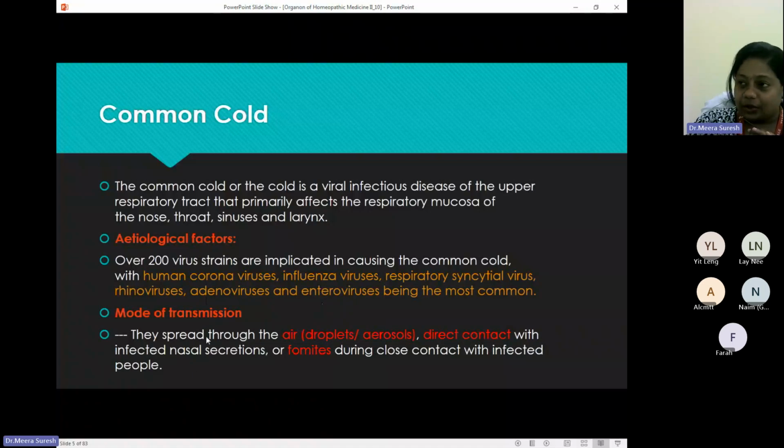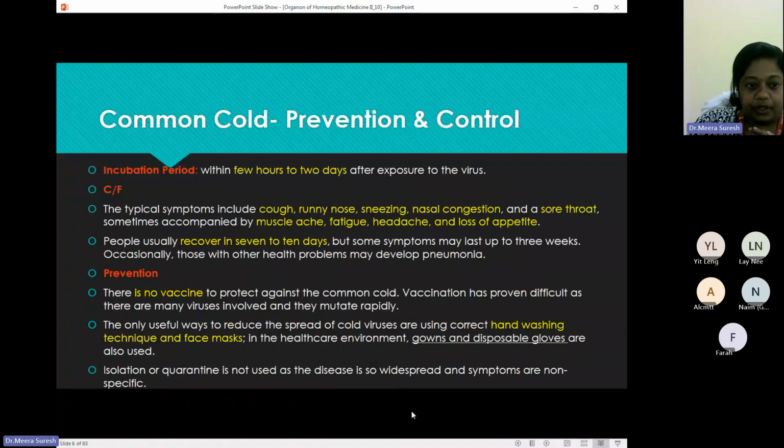Mode of transmission is by droplets. It can also be via direct contact, especially if we touch things used by the patient, the fomites, or through close association with that person where we come into contact with his nasopharyngeal secretions. That can also result in transmission. The incubation period is very short, from a few hours to 2 days after exposure.